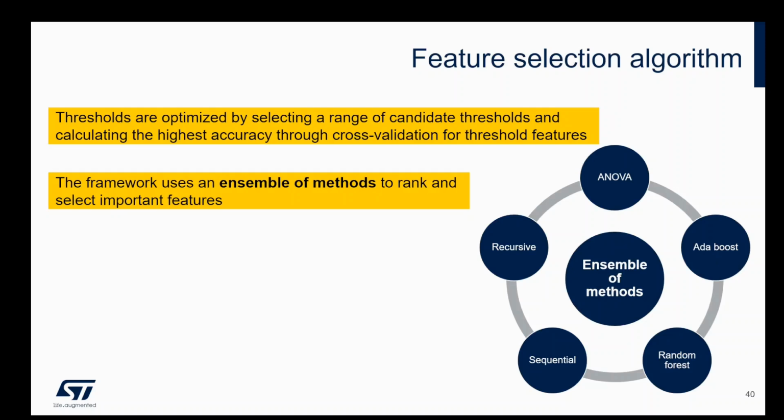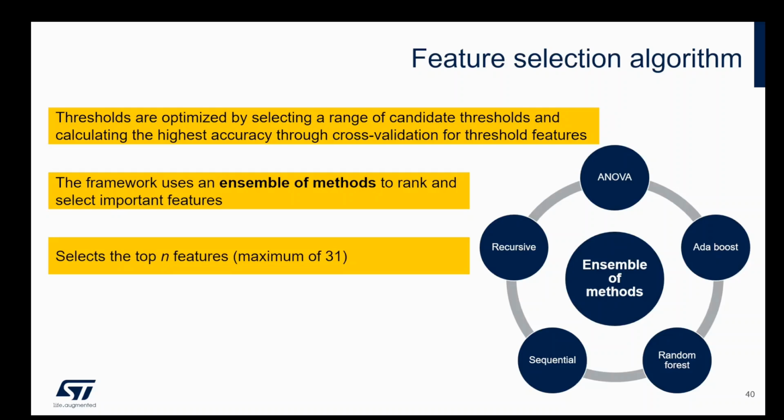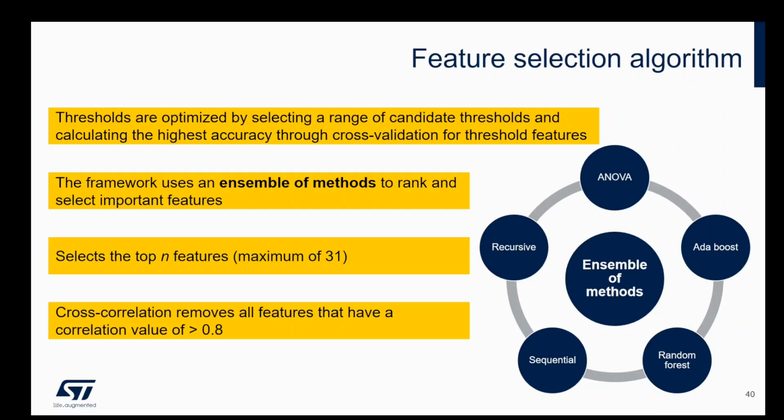And the other thing is you can use AdaBoost. That's another approach. You can use random forest, a combination of decision trees, and arrive at finally what are the best features. So this ensemble of these methods allows us to get you the best possible combination of features.